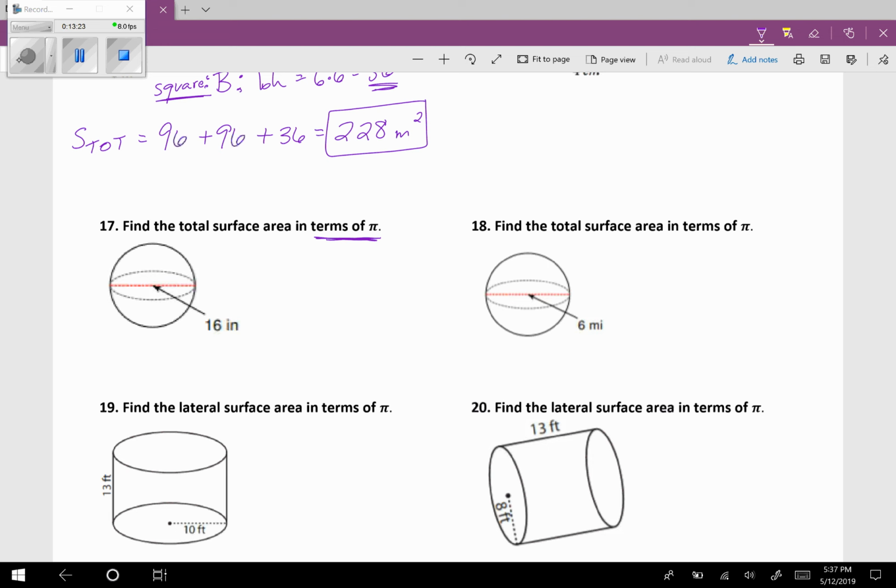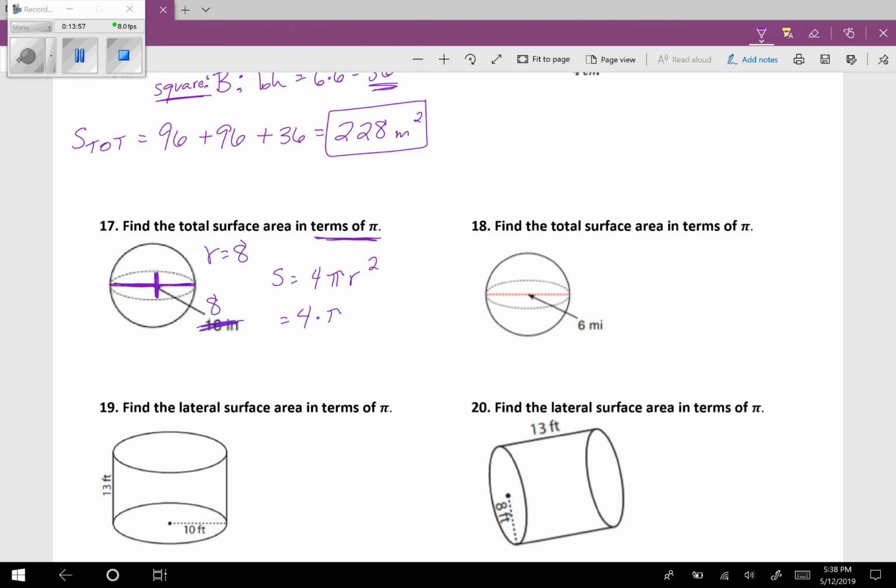All right, so first thing here, pay very close attention. This line is going all the way across. So this line is our diameter. So the very first thing we need to do is cut it in half. So our diameter is 16. That means our radius is going to be 8. So I scratch out the 16 so we don't get confused. Radius is 8. So the formula for a sphere is 4 pi r squared.